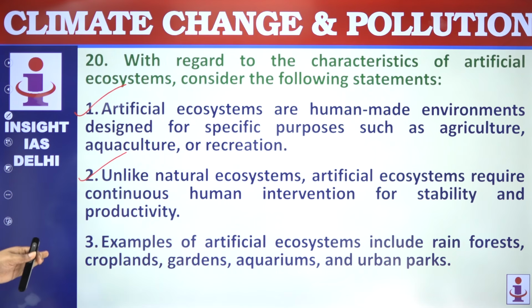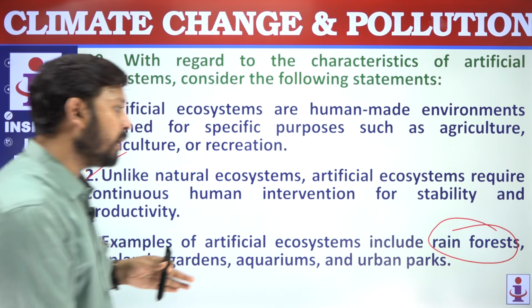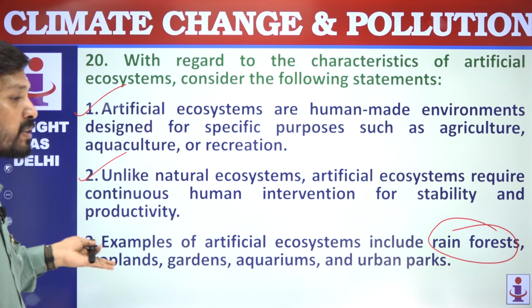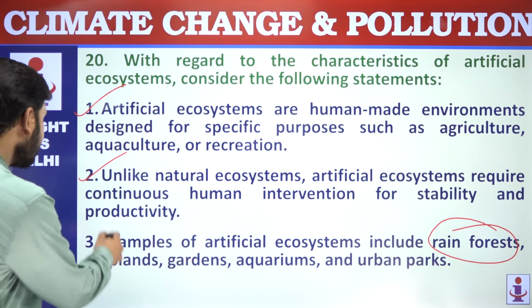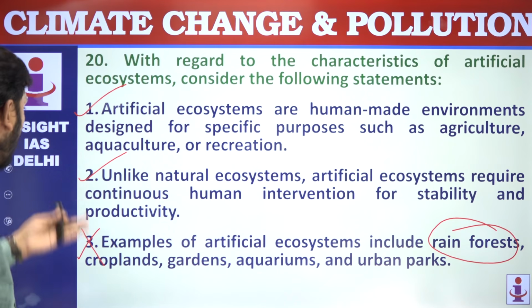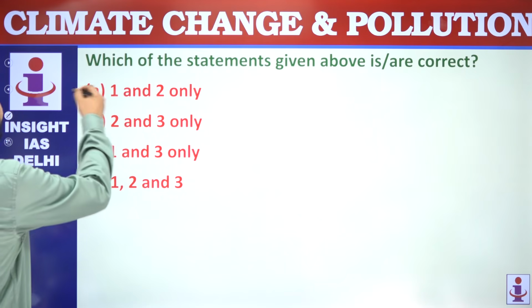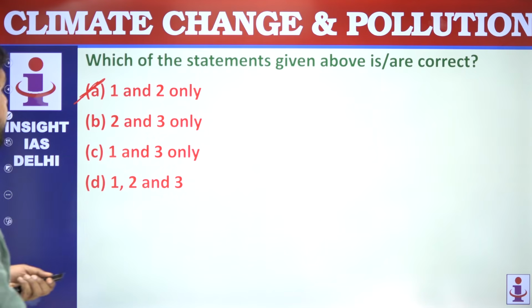So let's go to the next one. Examples of artificial ecosystems include rainforest. See, rainforest is a natural ecosystem, right? Not an artificial one. Cropland, gardens, aquariums, and urban parks. These are artificial, but rainforest is natural, right? So this statement is the wrong one. So 1 and 2 are correct, the third one is wrong, and they're asking for the correct statements. So 1 and 2 are there in option A. So option A will be the right answer for us. Okay, we'll go to the next one.